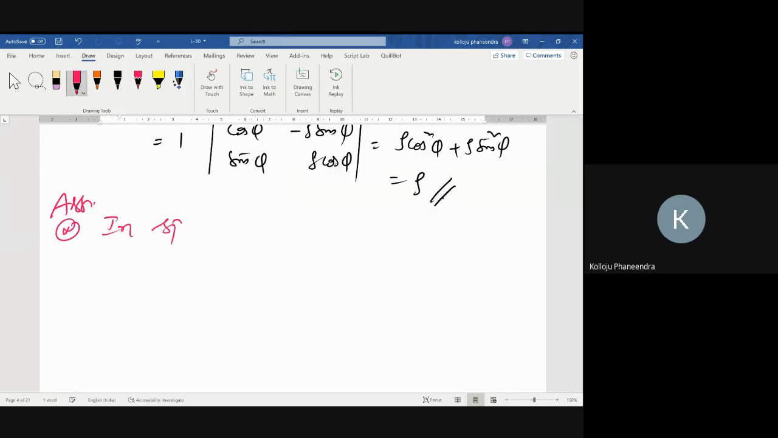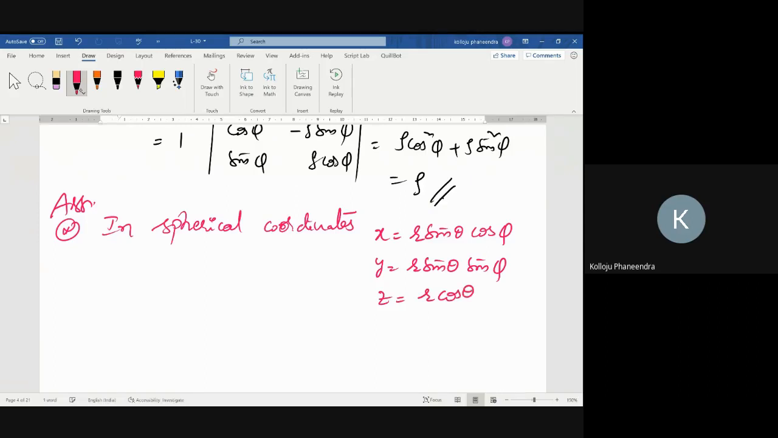In spherical coordinates, remember these are required values for the topic of multiple integrals. In the next, third unit, we require all these Jacobians. What are the spherical coordinates? x equals r sin theta cos phi, y equals r sin theta sin phi, and z equals r cos theta. Show that the Jacobian of x, y, z with respect to the new variables r, theta, phi is r² sin theta. You try this. Next problem, it's also simple.